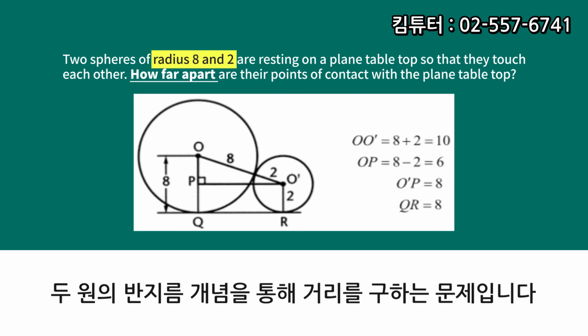What we have to do is, for your convenience, sketch two circles, and knowing the line from the center of Q to the center of R, you're able to draw a line and then make this triangular shape. So OP equals 8 minus 2 equals 6. O prime P will then be 8. And finally, QR is equivalent to 8.